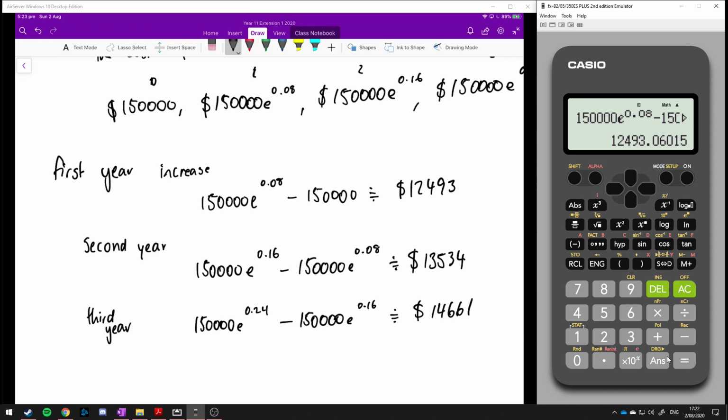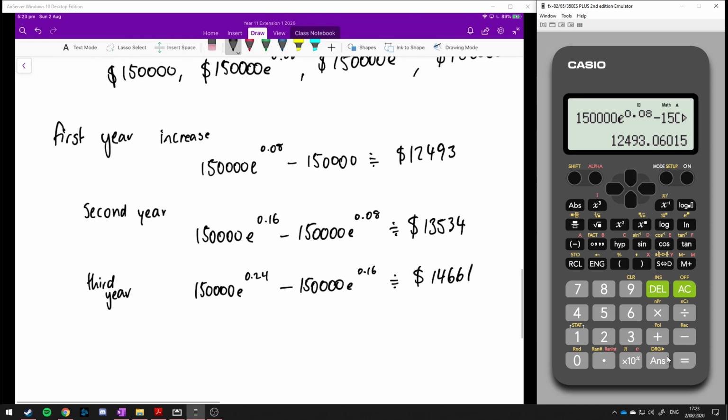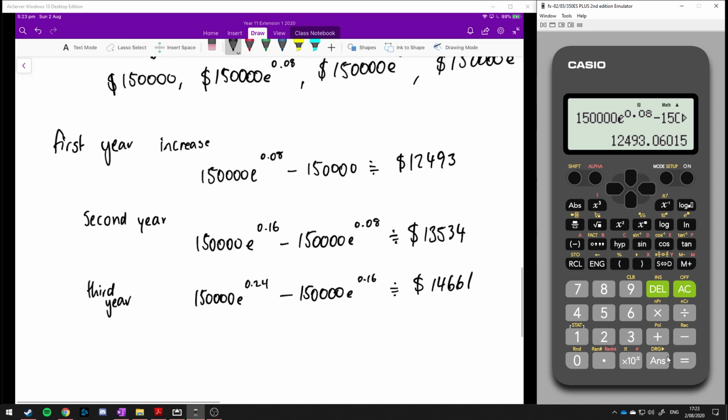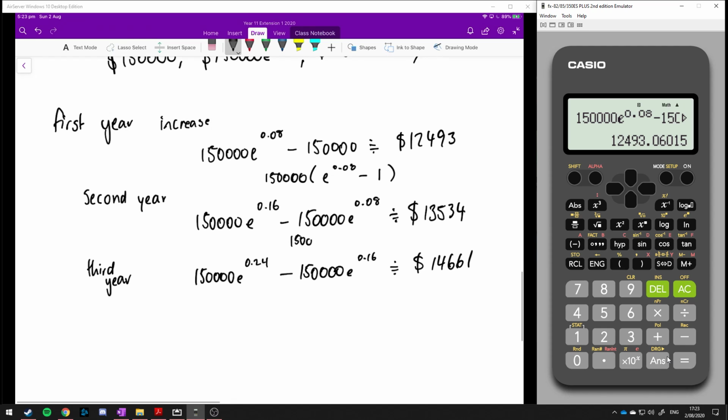14661. Okay. Now, again, the change between the two is always this 0.08. So I could actually rewrite this with the factors taken out each time. So in this case, we've got 150,000 e to the 0.08 minus 1. This one here, we've got 150,000. Now e to the 0.08 is common to both, so that leaves us with e to the 0.08 minus 1 again.